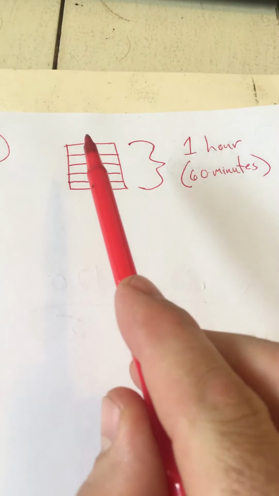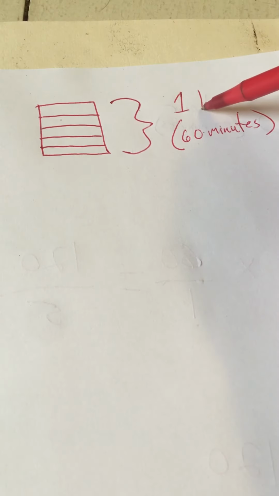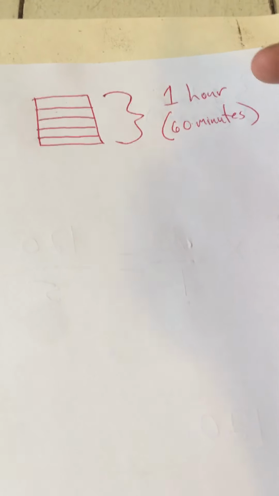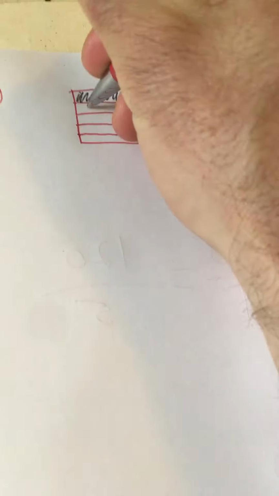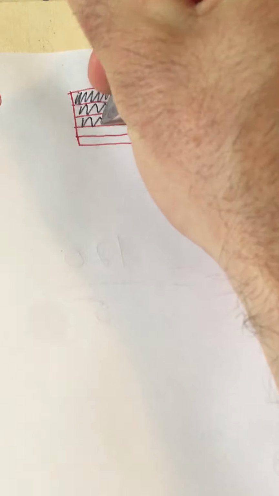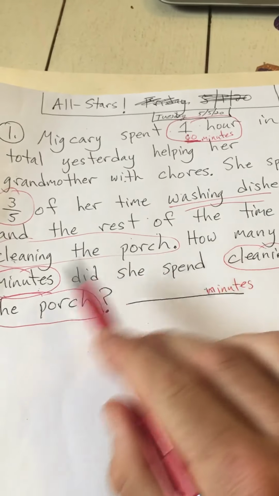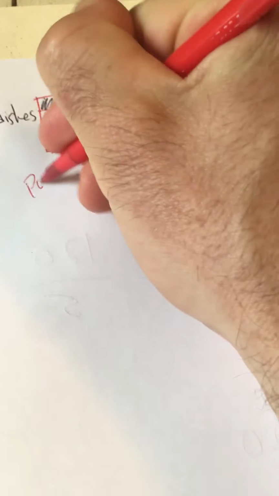So I drew a model here with fifths, and the whole thing represents 1 hour or 60 minutes, and there's 5 equal pieces, so each one is 1/5. So she spent 3/5 of the time washing dishes. So 1, 2, 3/5 washing dishes. And it says she spent the rest of the time cleaning the porch. So the rest of the time is actually 2/5 cleaning the porch.